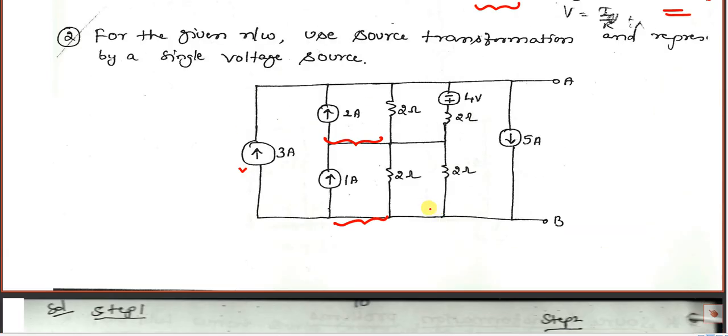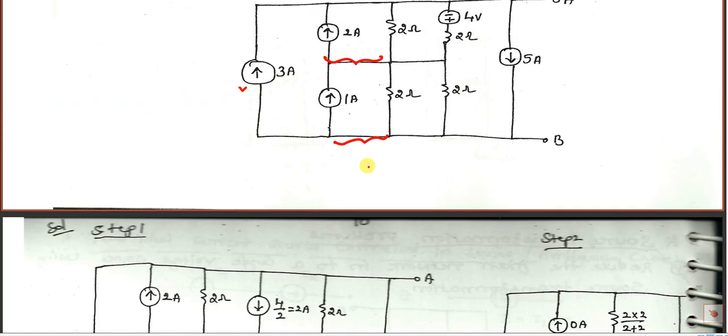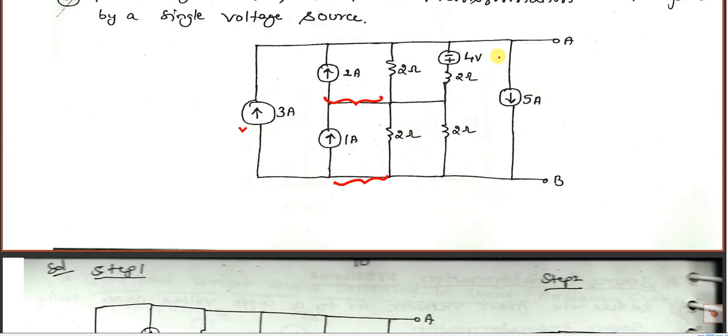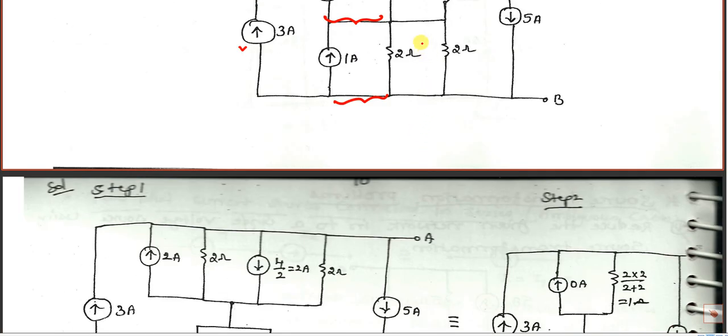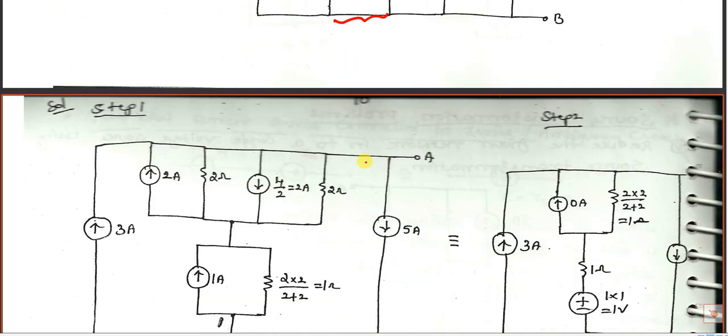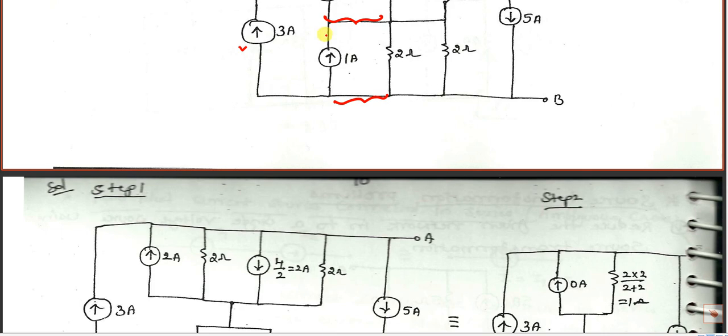So we need to convert this one. You can see here, in parallel we can add currents. I can convert this one to a current source so that I'll get one more current and one more resistance here. This one is already a current source. These two are in parallel. So 2 amps and 2 ohms.